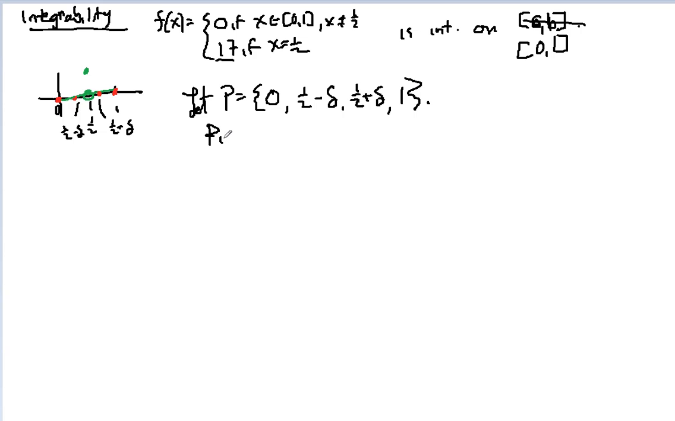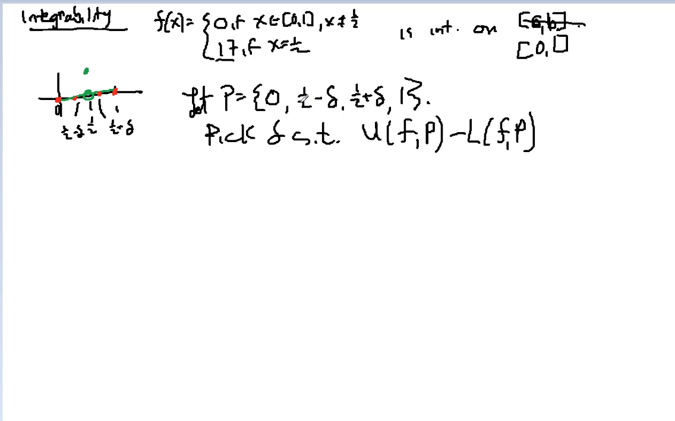I'm going to pick delta such that U(f, P) minus L(f, P) is less than epsilon, which I defined way up there if you remember. And then that's going to be enough to prove it's integrable, right? Because I'm going to use a theorem that says a function's integrable if for every epsilon, you can find a partition, defined after the epsilon, such that this inequality is true.